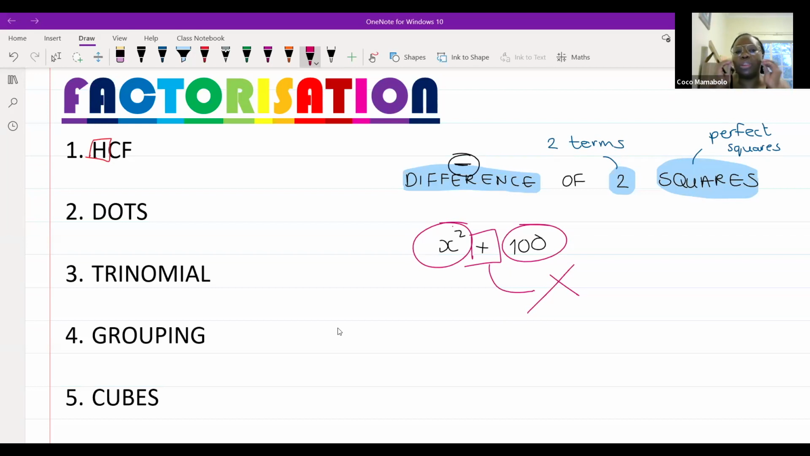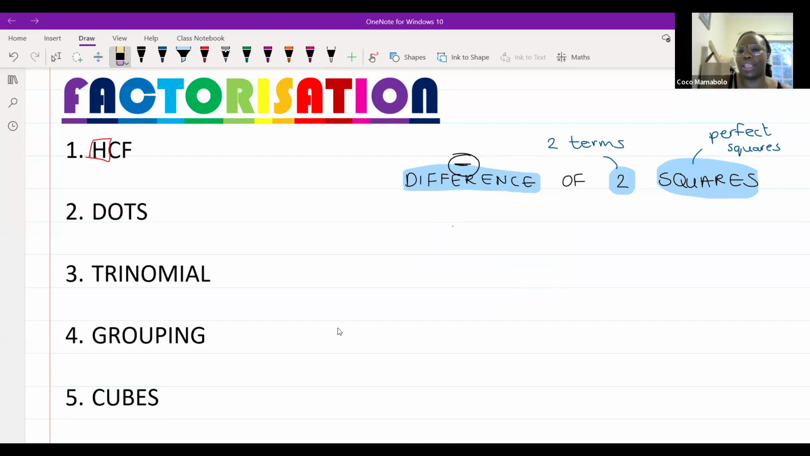So we need to be very, very careful, guys. Well done, Siketelo. Well done, Tyler. Beautiful for picking up on the mistake. We cannot do a difference of 2 squares unless there's a minus. There must be a minus in between. Let's do another one.